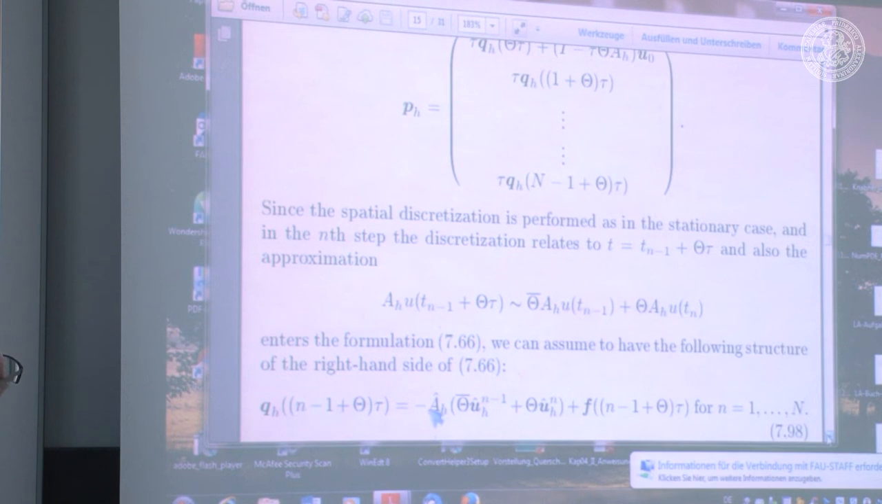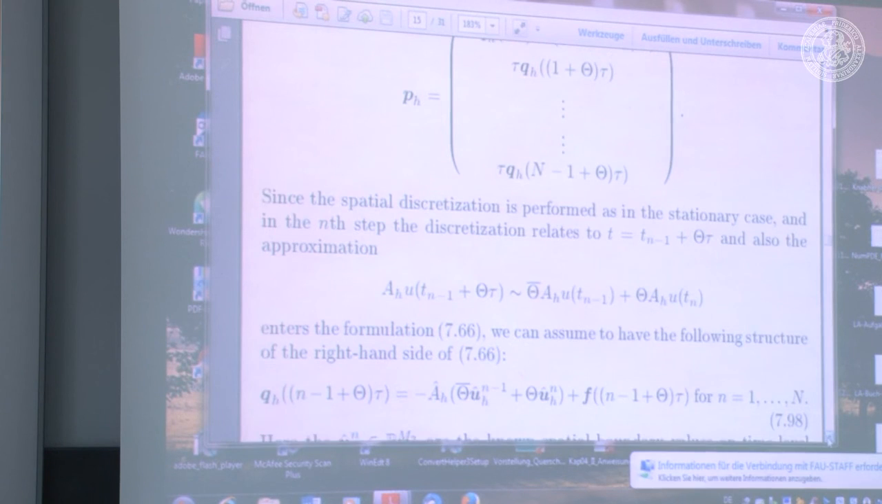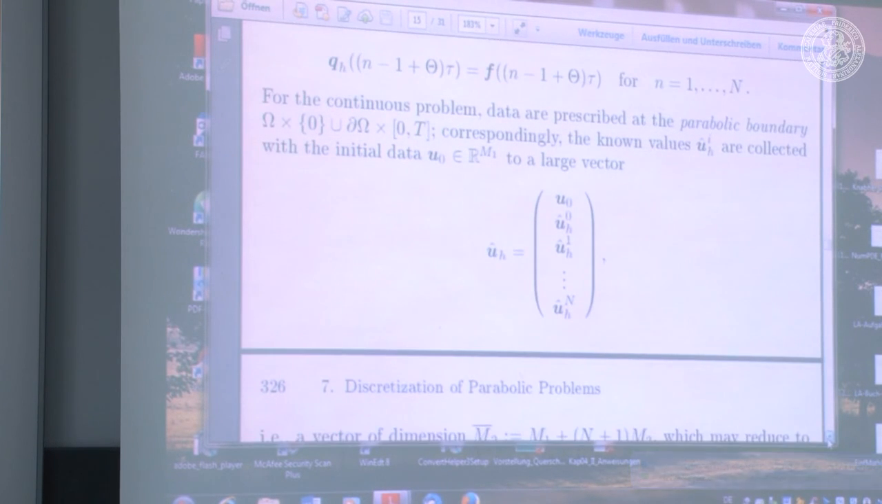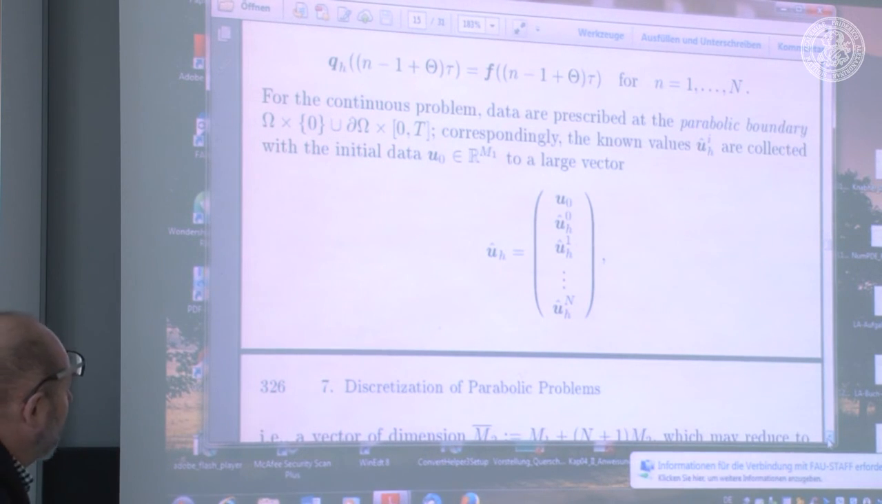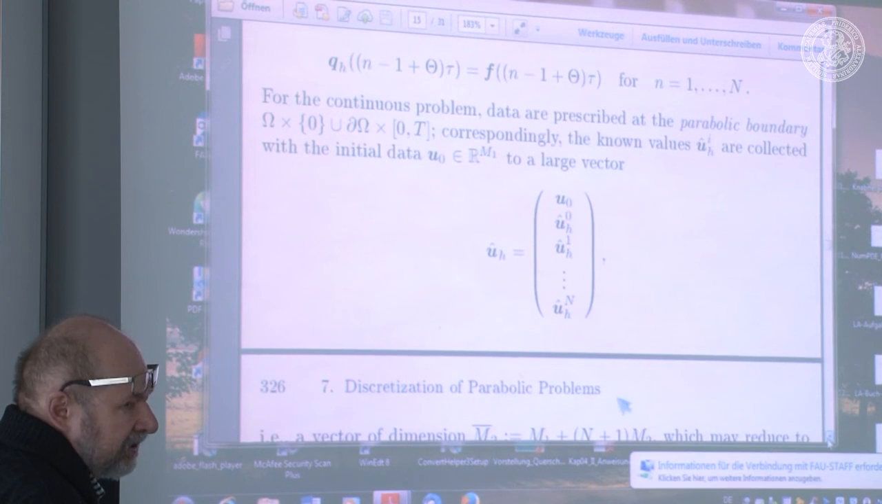And here again, not only the matrix A_h, but also this matrix A_h hat appears, and the point is now from the properties of A_h and A_h hat to conclude the corresponding properties of the matrix C_h. And now we also need a matrix C_h hat, which deals with our, so to speak, Dirichlet data. And our Dirichlet data are all the Dirichlet data from all the time levels.